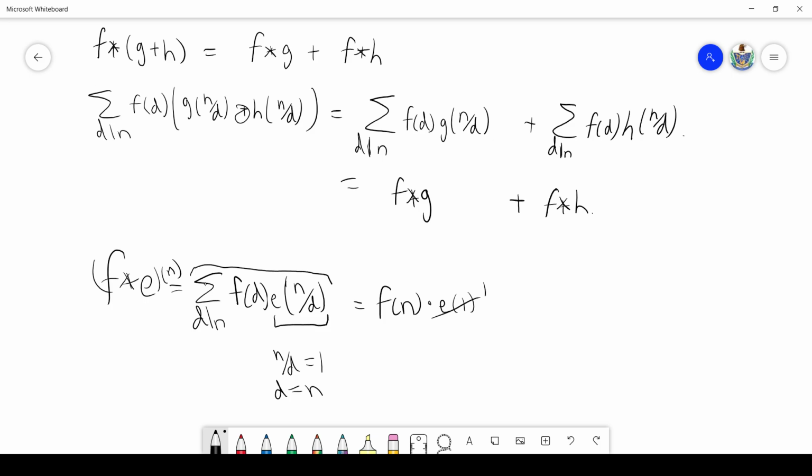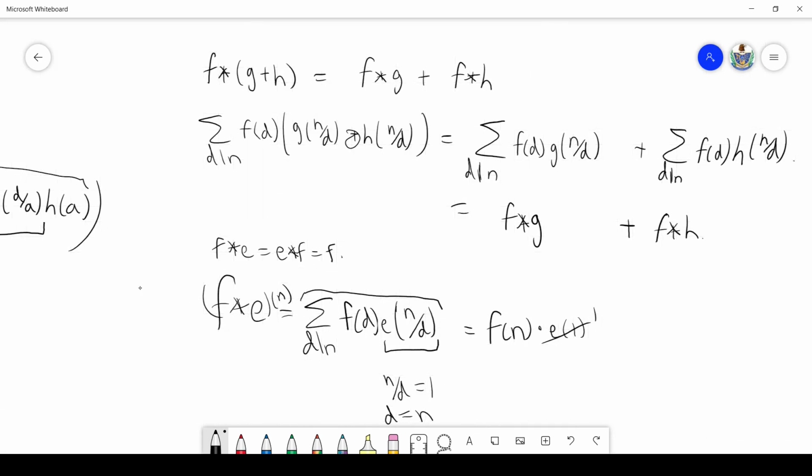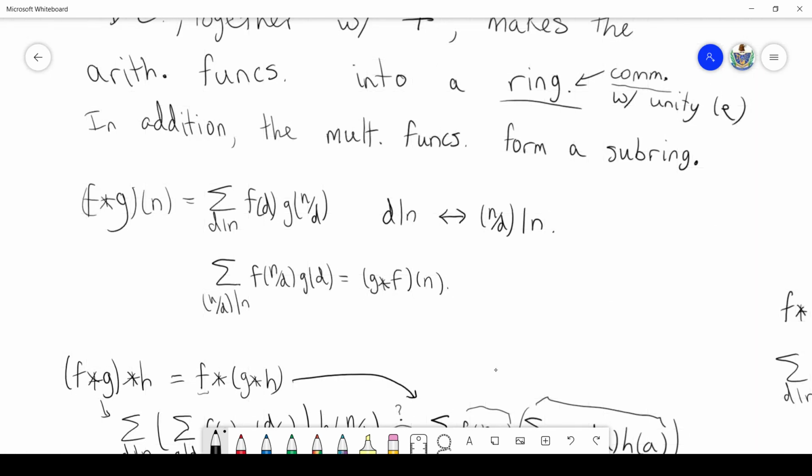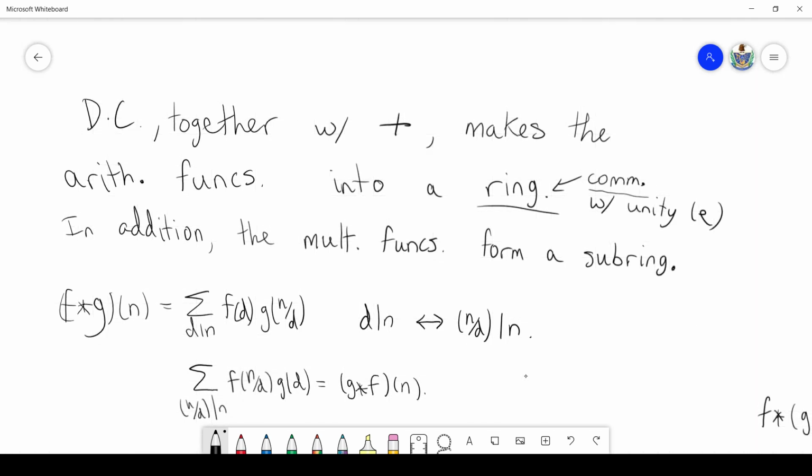And since we already established that this is commutative, we would write f star e is e star f, which is f, because that's typically how you express that something is an identity in the general case where there's non-commutativity. But since we have commutativity, we don't really have to worry about that. So this completes the statement that the arithmetic functions form a ring under addition and Dirichlet convolution.